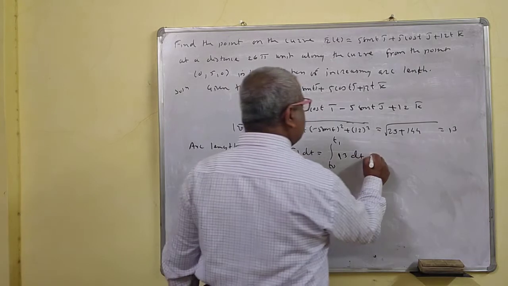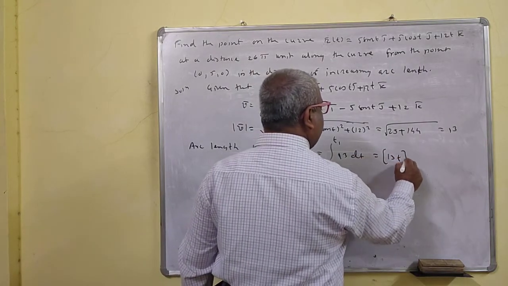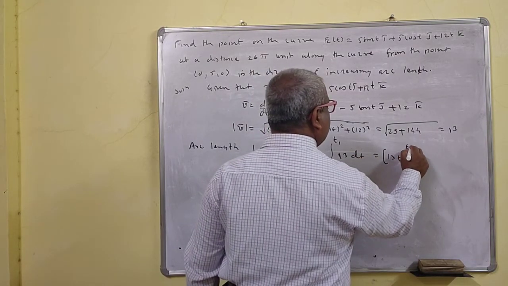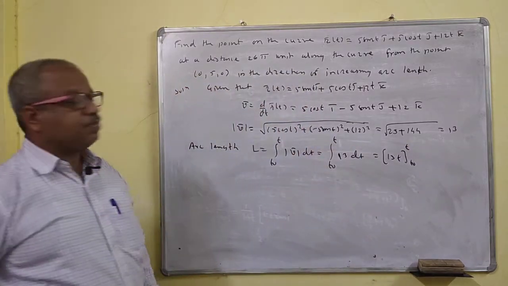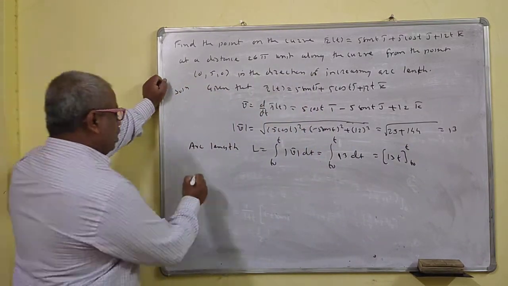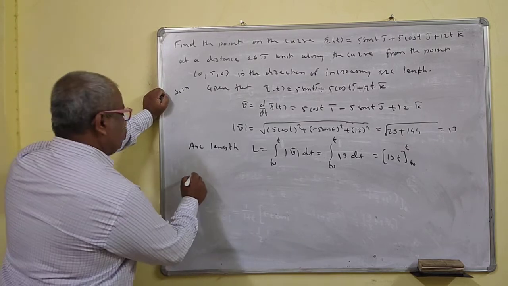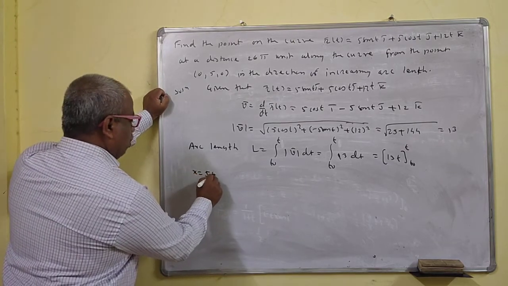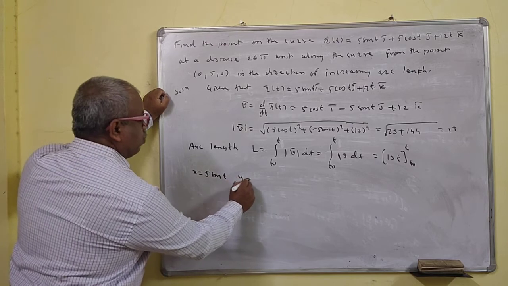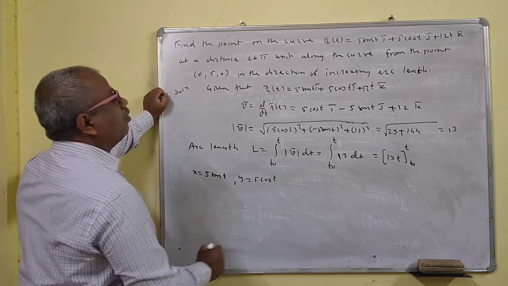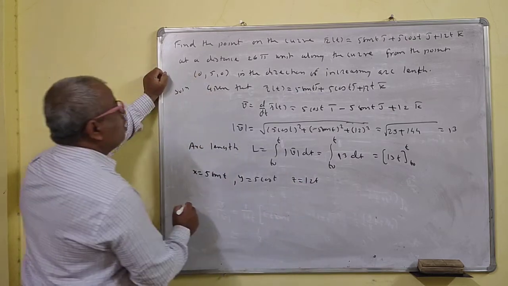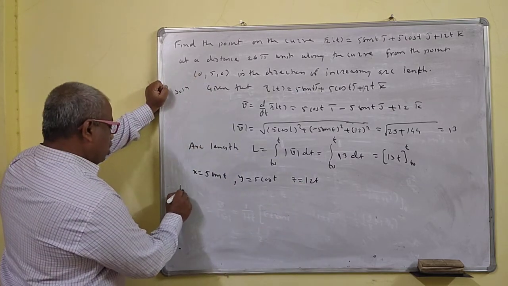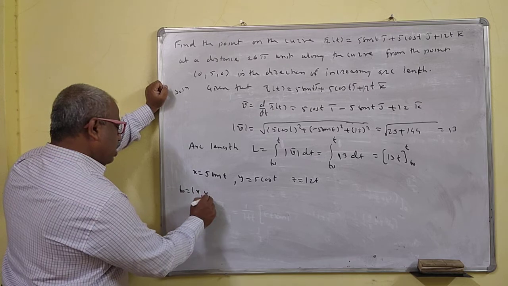So this you can write as 13t from t0 to t1. Okay, we'll take t only, from t0 to t. And you have to find the value of t now here. So x is equal to 5 sin t, y is equal to 5 cos t, and z is equal to 12t. So t0 is nothing but the point x, y, z.